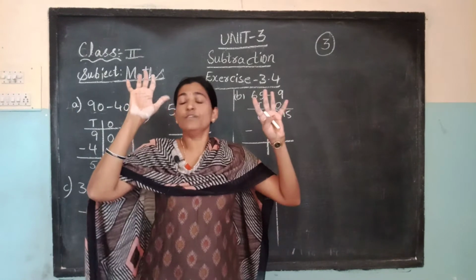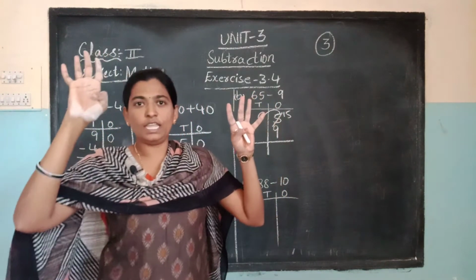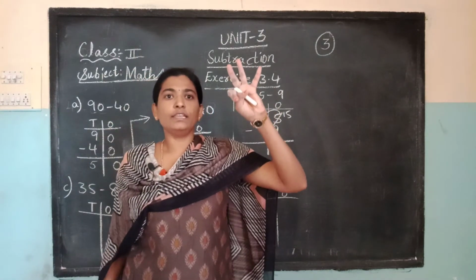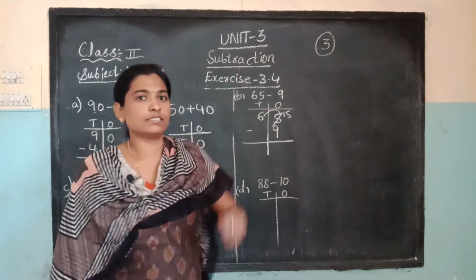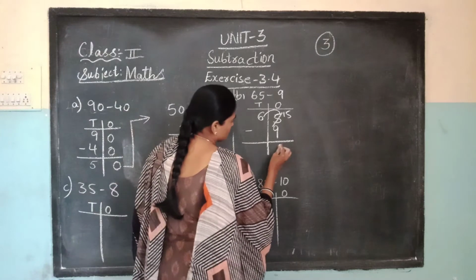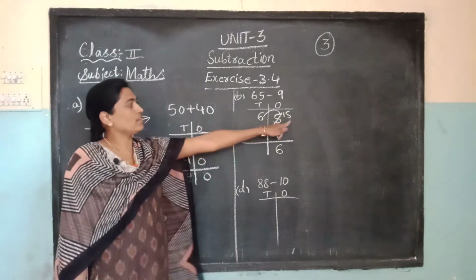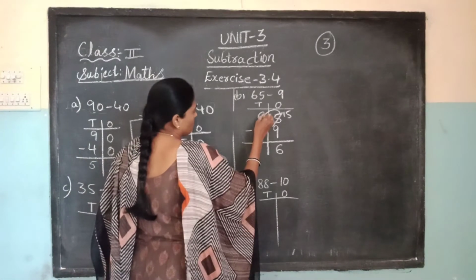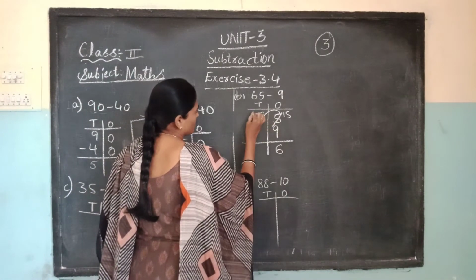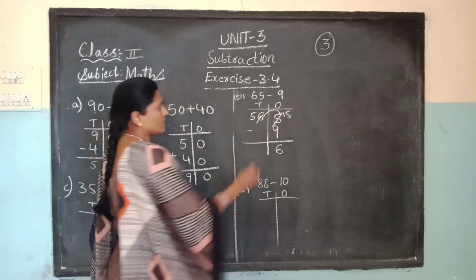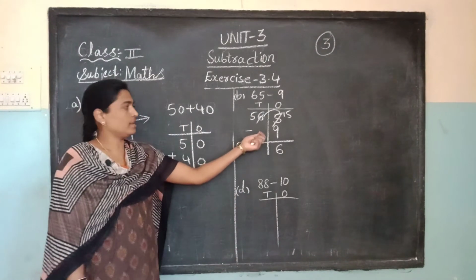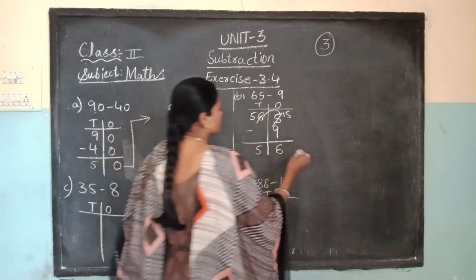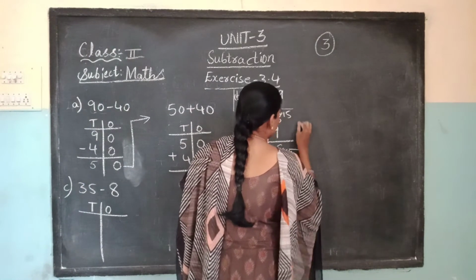15 after, 15 before, 14, 13, 12, 11, 10, 9, 8, 7, 6. What answer did you get? 6. One number is given to the ones column, so one number will be less in the tens column. What is that number? 6 before number, 5. Nothing is there in the tens column, same number, 56. Now do the addition.